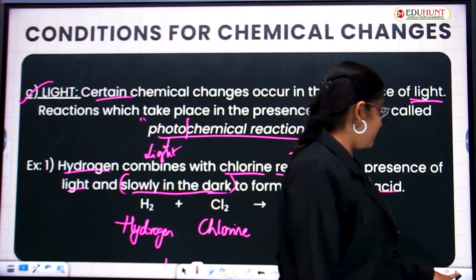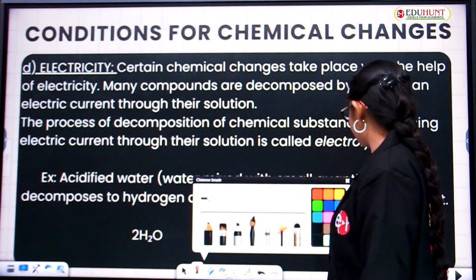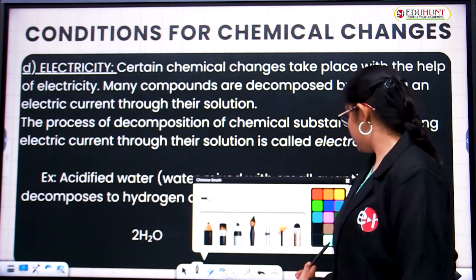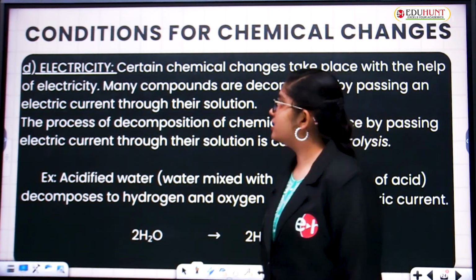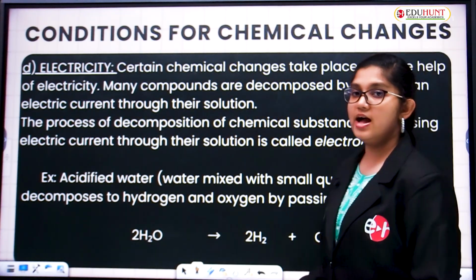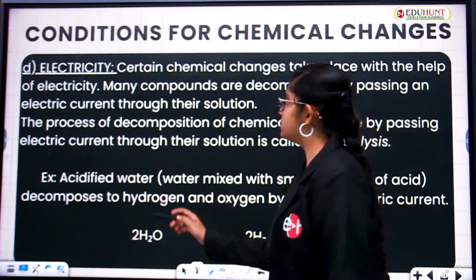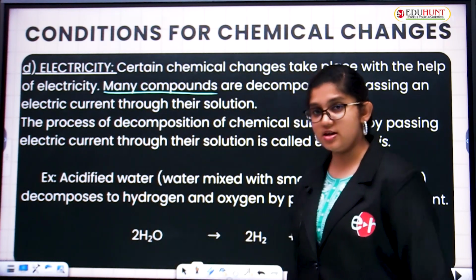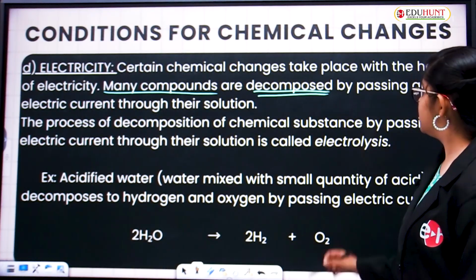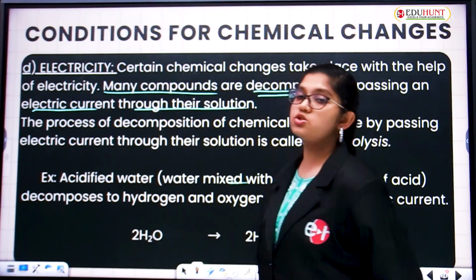And next we have electricity. What is that? Electricity means using electric current, that's it. Certain chemical changes take place with the help of electricity. Many compounds are decomposed by passing electric current through their solution. So many such compounds are present which are decomposed. Decomposed means? Yes, by passing the electric current through their solution.